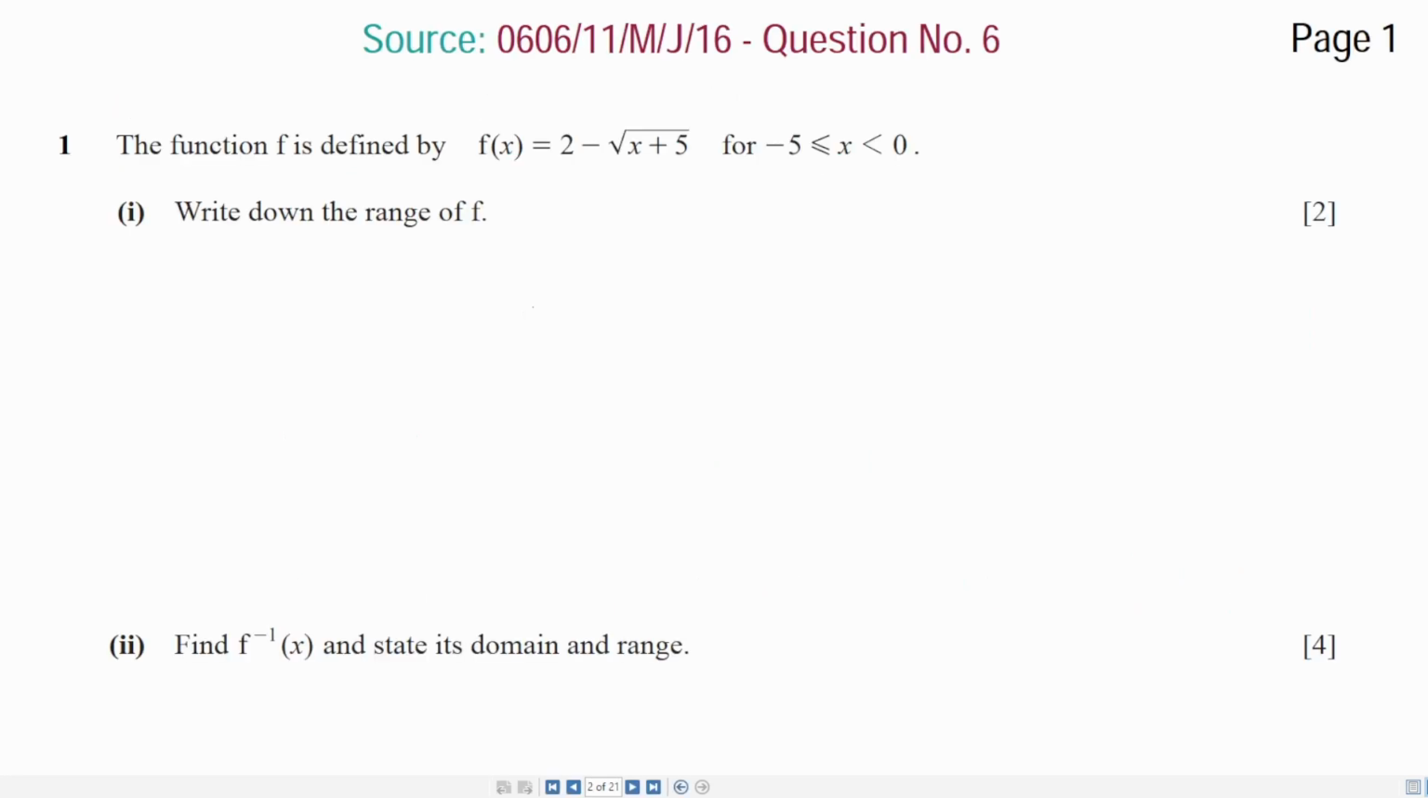The first question we have here gives us the function f(x) is equal to 2 minus square root of x plus 5, and they have given us this domain. Our first question has asked us to write down the range of f. So let's begin by writing our function. This is just rewriting from the question above.